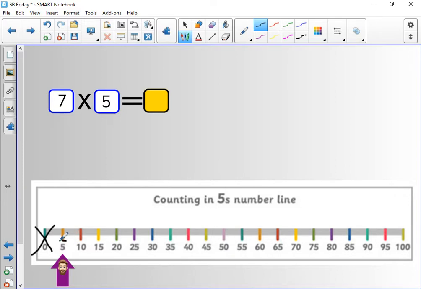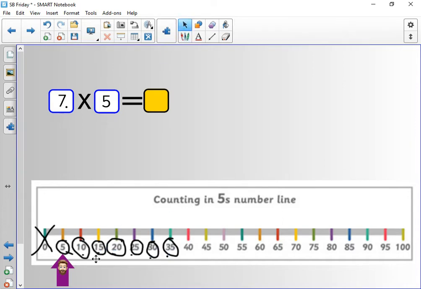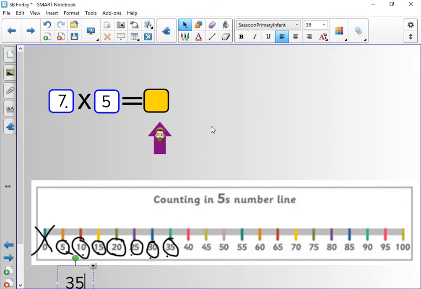0 is nothing. So there's my first 5. 1, 2, 3. Remember, I need 7. 4, 5, 6, 7. 1, 2, 3, 4, 5, 6, 7 5's make 35. So my answer is 35.